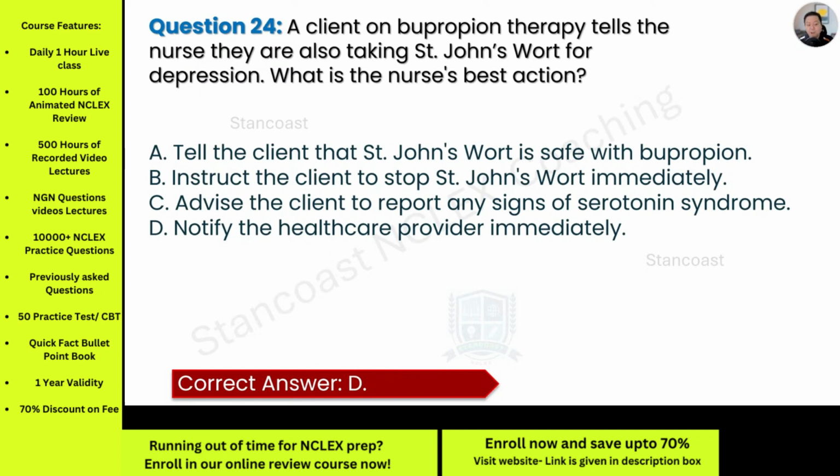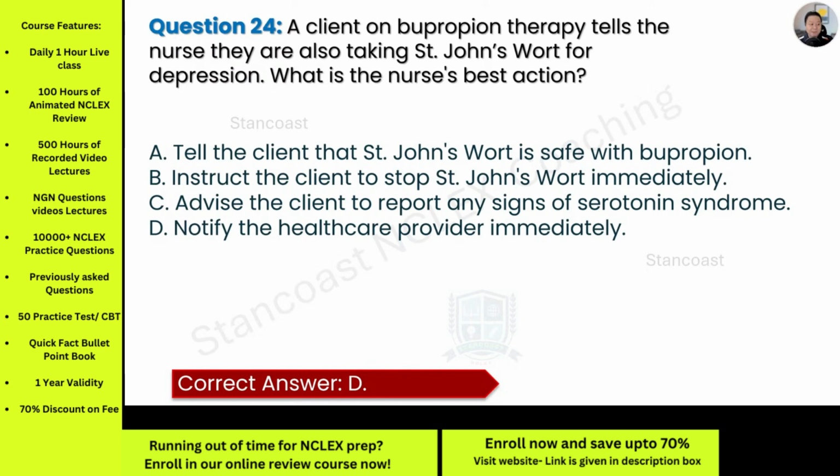So recall the serotonin syndrome, which can include agitation, confusion, increased heart rate, hypertension, tremors, and in severe cases, it can lead to seizures and possibly death. And you have to notify the medical provider here as soon as possible.